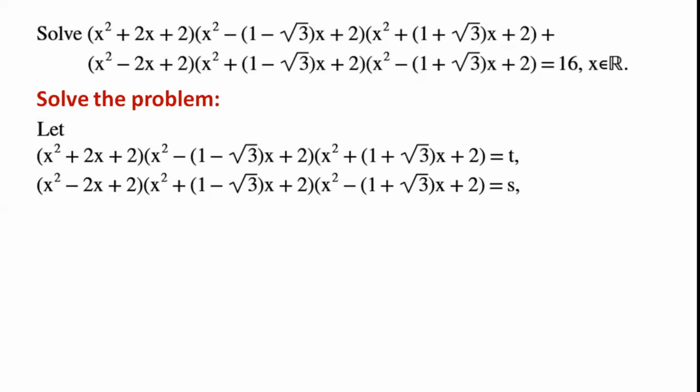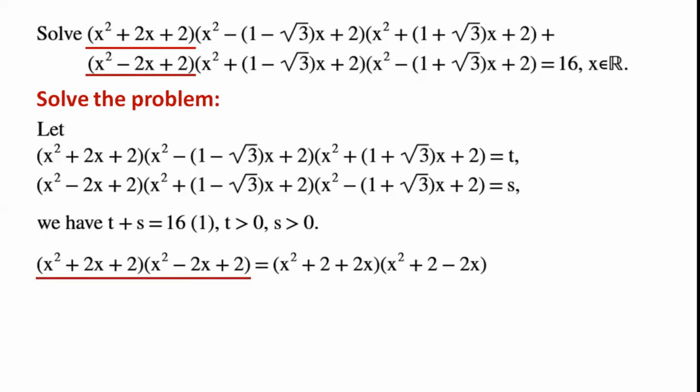Let the first term of the left-hand side of the equation equal t, and the second term of the left-hand side of the equation equal s. We have t plus s equals 16. t, s are greater than 0. Now we're going to evaluate t times s.